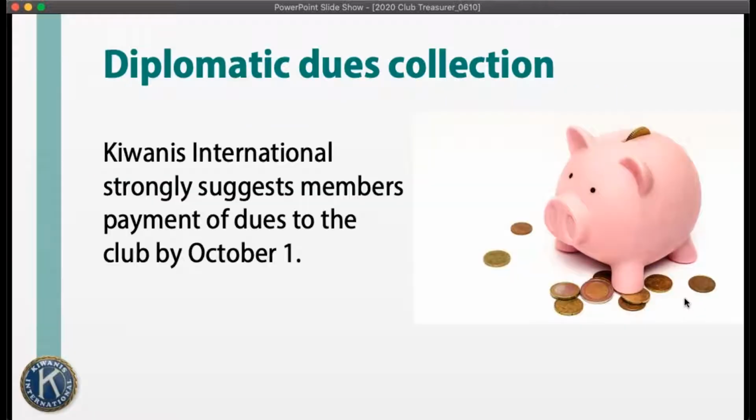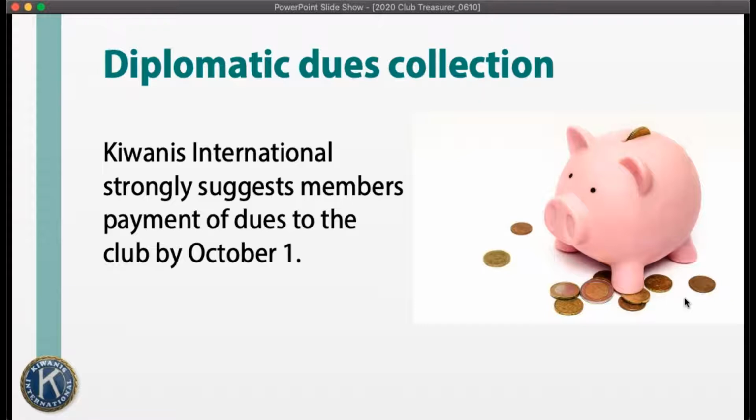Even though dues are not paid to Kiwanis International until late November or early December, it's highly recommended that dues be scheduled for payment to your club by October 1st. This will help your club anticipate any changes to your roster while it is still possible to make adjustments. You can make these adjustments up until October 10th without financial penalty.